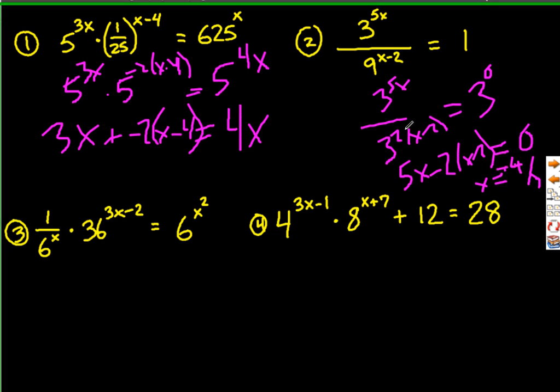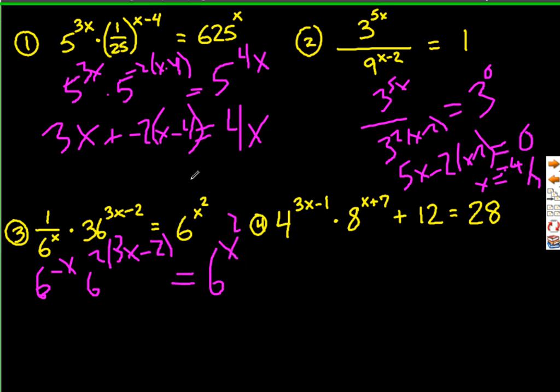Okay. Number 3 is also very similar, but not a whole lot of a difference. 1 over 6 to the x power, well, that's the same as saying 6 to the negative x power. 36 is 6 squared, so that's squared with your power to a power to give you your 3x minus 2. And then you have 6 over here for your x squared. So you got negative x plus, because you're multiplying, 6x minus 4 equals 6x squared.